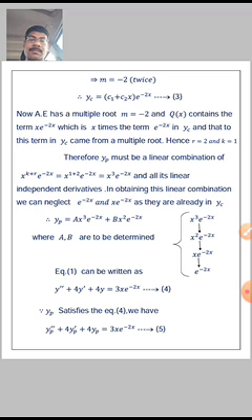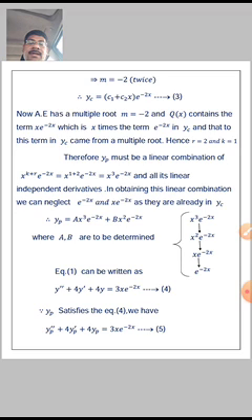That term in yc came from the multiple roots, hence r = 2 and k = 1. Therefore, yp must be a linear combination of x^(k+r) e^(-2x), that is x^(1+2) e^(-2x) = x³ e^(-2x), and all its linearly independent derivatives. In obtaining this linear combination, we can neglect e^(-2x) and x e^(-2x) as they are already in yc. Therefore, yp = a x³ e^(-2x) + b x² e^(-2x), where a and b are to be determined.